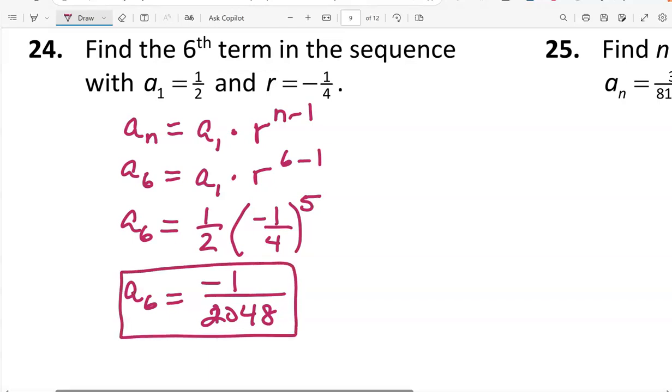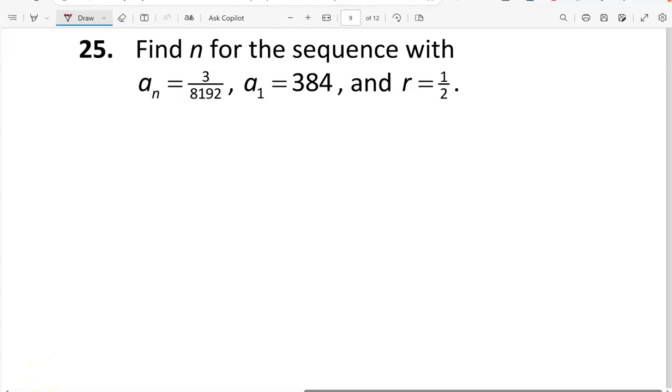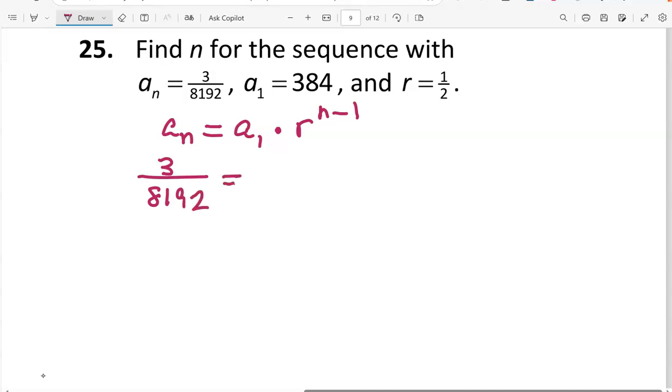In 25, we are finding n for a sequence with the nth term given of 3 divided by 8,192, and the first term is 384, and the common ratio is 1/2. So I'm going to use my formula for the nth term of a geometric sequence. A sub n is equal to a sub 1 times r raised to the n minus 1. A sub n is given to us, that's 3 over 8,192, and a sub 1 is also given to us, that's 384, and r is also given to us, that's 1/2.